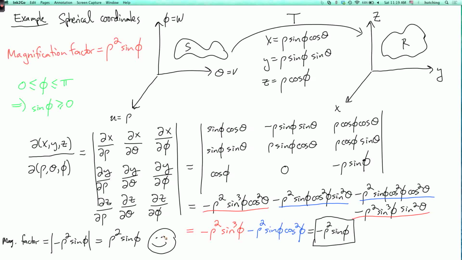All right. Now we're going to, in the next lecture segment, look at some examples where we're going to make up our own coordinate system.